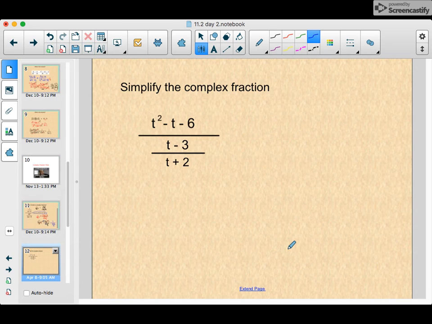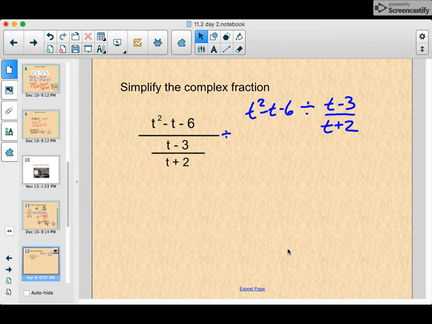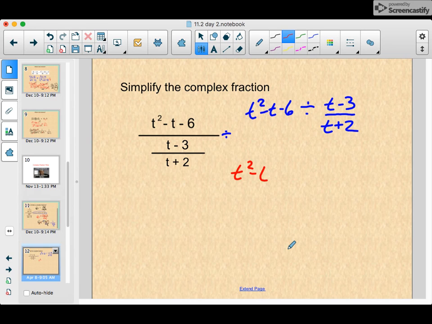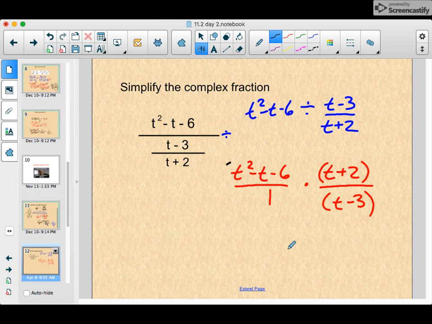That one's not too bad, but one that looks like this, people get confused. So remember, this is the division. So if I were to rewrite this problem, it would really look like this. And then I'm going to keep, switch, flip. So I'm going to keep the first one. Might be nice to put it over 1 times t plus 2. Can't do anything there. T minus 3. Flip that. So factor your top right here.